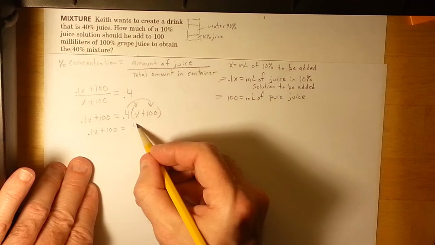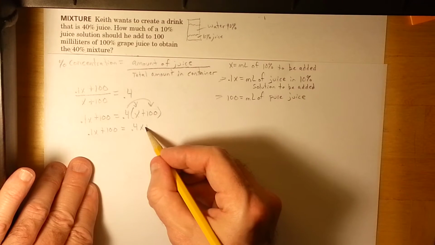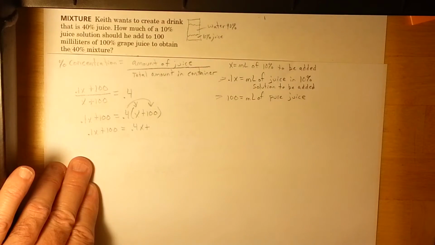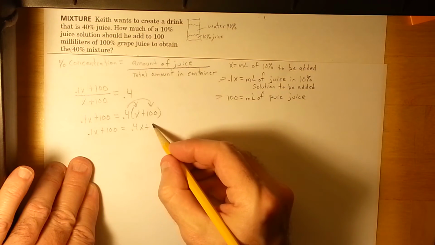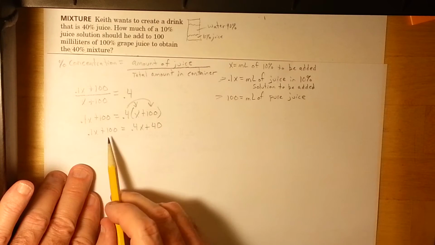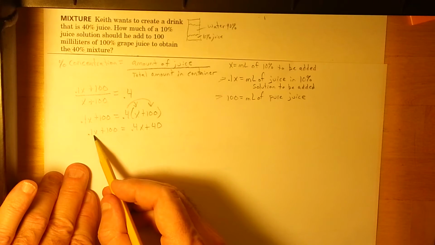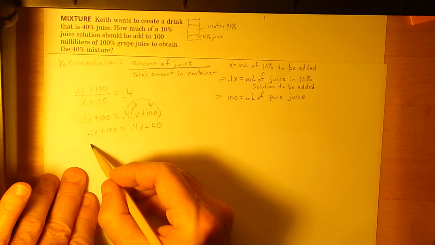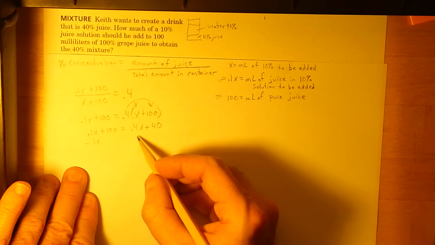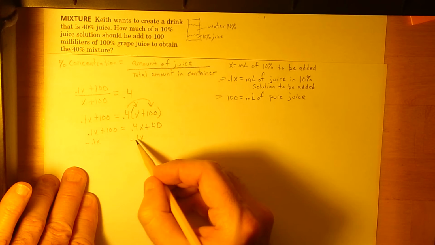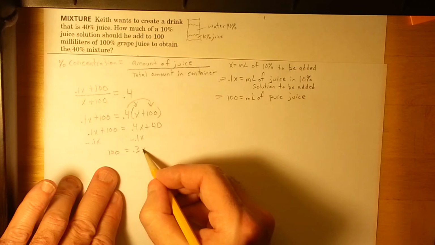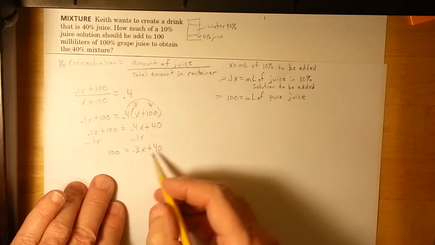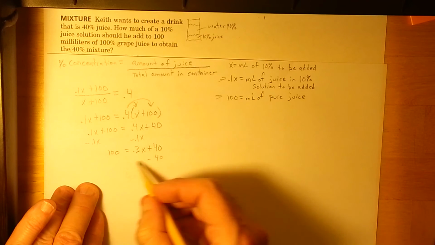Okay, so we got what? 0.4x plus, okay, 0.4 times 100, so what we're going to multiply 100, we just moved a decimal over twice, plus 40. There we go. Now, you want to look at this. You got 0.1 is smaller than 0.4, so we got minus 0.1x here, minus 0.1x here. So now we have 100 equals, what do we have? 0.3x plus 40. We're going to minus 40 here, minus 40 here.